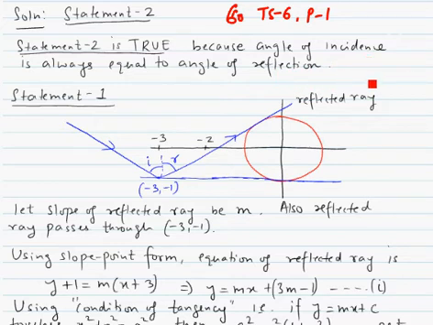If there is an incident ray striking a mirror and it is reflected, then this angle of incidence, say I, will be the same as the angle of reflection R, and this is correct, this is true. So statement 2 is true.